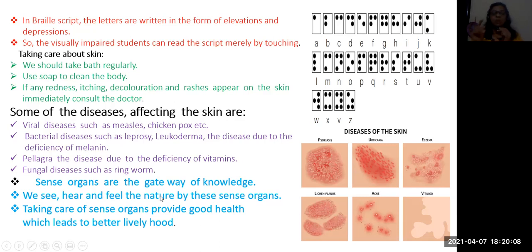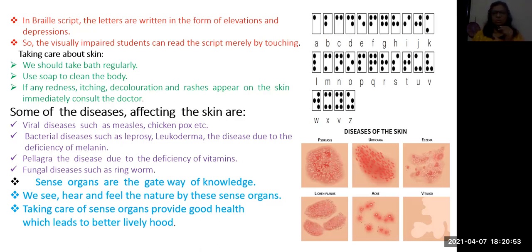Sense organs are the gateway of knowledge. We see, we hear and feel nature by these sense organs, isn't it? If we don't have eyes, we can't feel any pleasure. And if we can't hear, we can't hear the melodious songs, music. And you know, music is a healing activity for so many diseases also. Like the same, the taste. If there is no taste, no hunger. So you can't enjoy your food. Like the same, beauty of the body, beauty of the skin only.